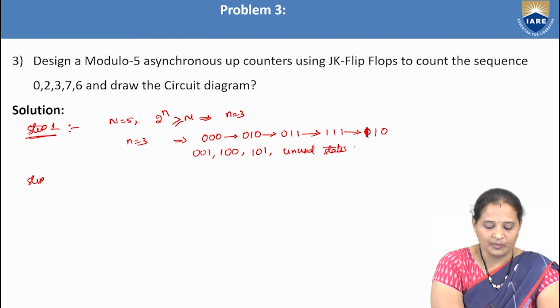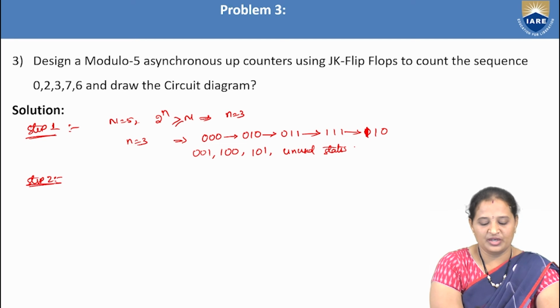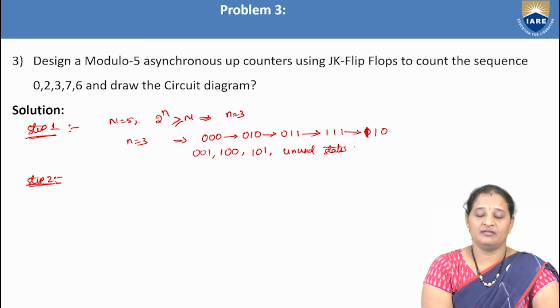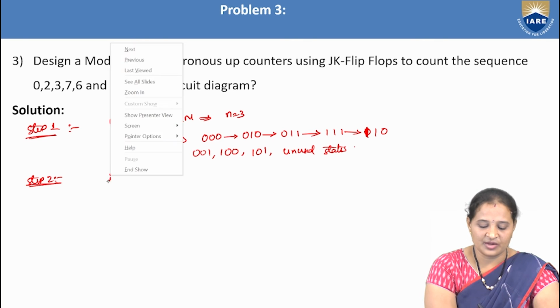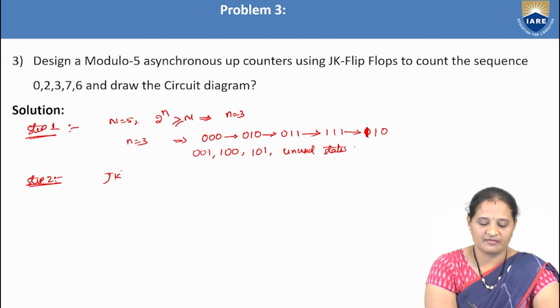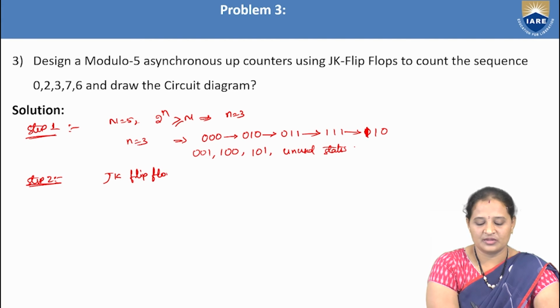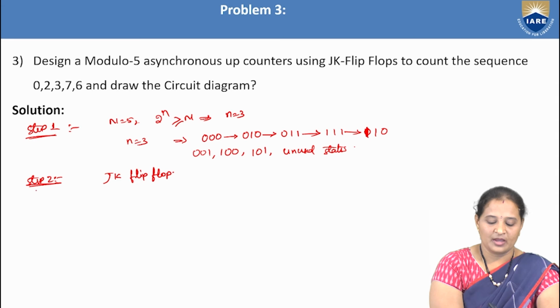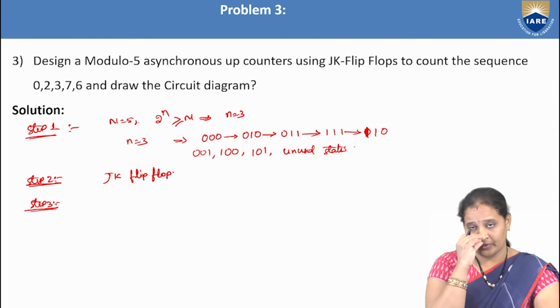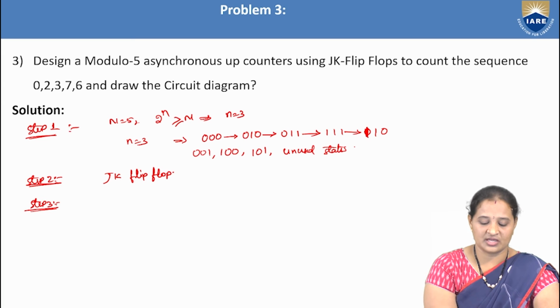Next, step 2. What is step 2? We need to identify the flip-flops to be used. That is, we have chosen JK flip-flop because it is already given in the circuit diagram. Okay, and then step 3, draw the truth table of the counter which we are designing here.